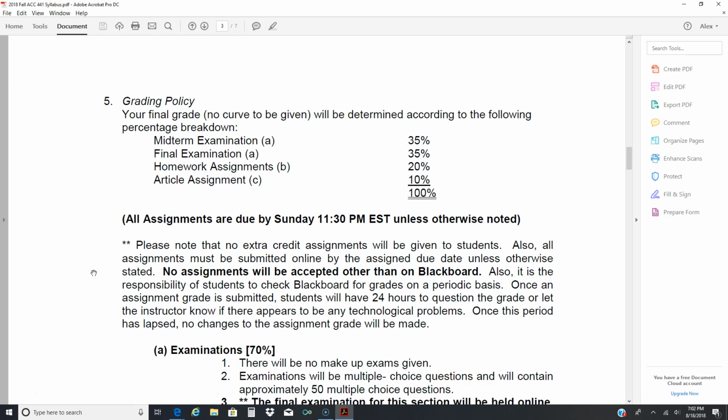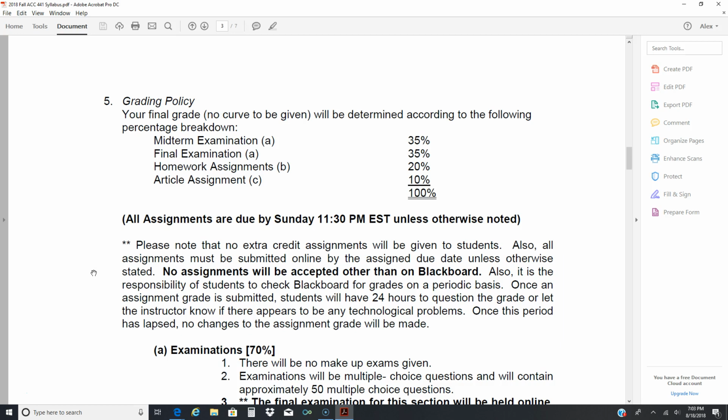Please note, no extra credit assignments will be given to students. All assignments must be submitted online by the assigned due date unless otherwise stated. No assignments will be accepted other than on Blackboard. The university needs to have a record of this, which is why we can only accept assignments via Blackboard. Please note that. Also, it is the responsibility of students to check Blackboard for grades on a periodic basis.